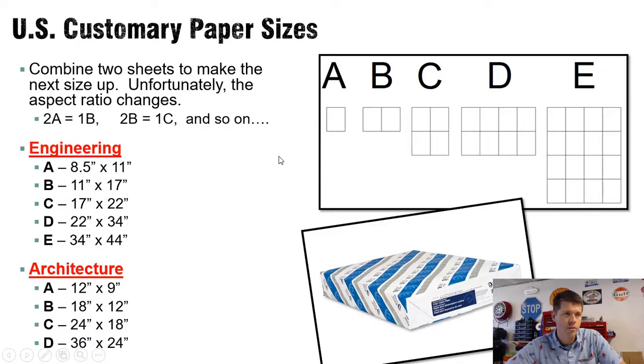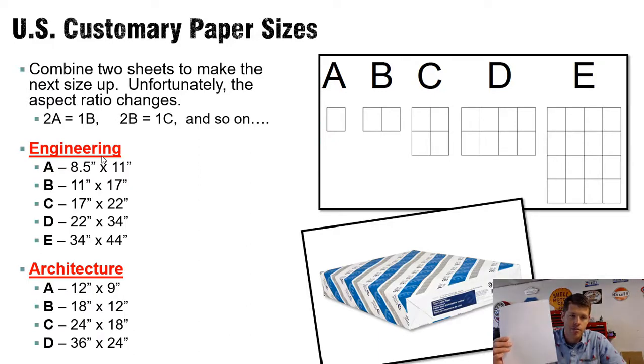Now, even stranger, if you want to make this more confusing, which we love to do in the US customary system, there are technically two categories of paper. There's engineering paper and architecture paper. In architecture, A size is not 8.5 by 11, it's 12 by 9. So it's a little bit bigger than this. It's half an inch wider and an inch taller. And then you can see the B size is a little bit different, and the C and the D and so on.